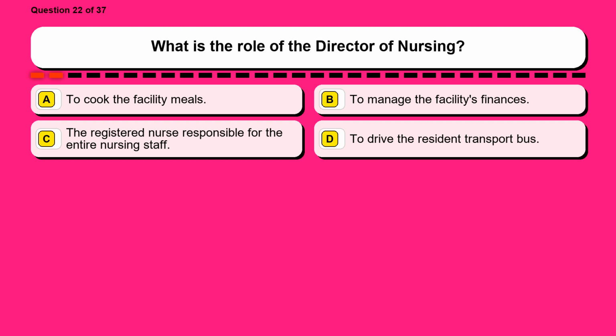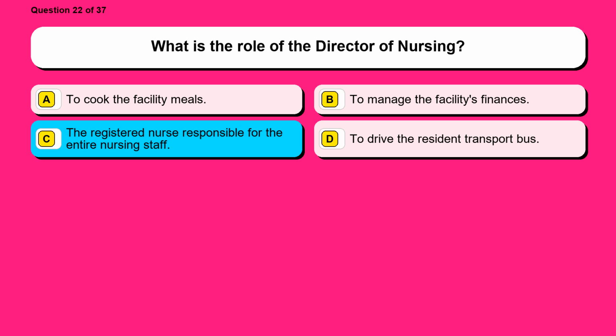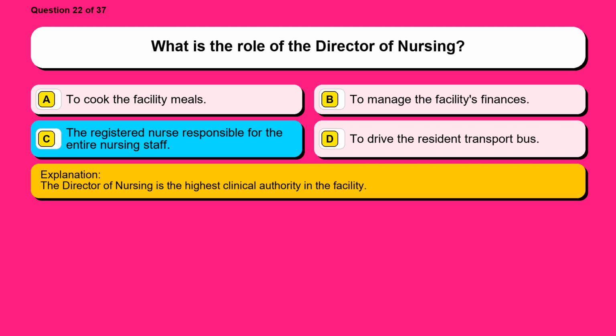Question 22. What is the role of the Director of Nursing? Option A, to cook the facility meals. Option B, to manage the facility's finances. Option C, the registered nurse responsible for the entire nursing staff. Option D, to drive the resident transport bus. The correct answer is option C, the registered nurse responsible for the entire nursing staff. The Director of Nursing is the highest clinical authority in the facility.